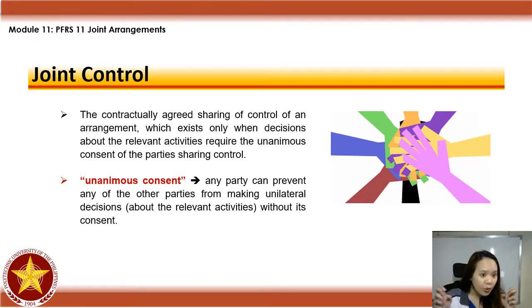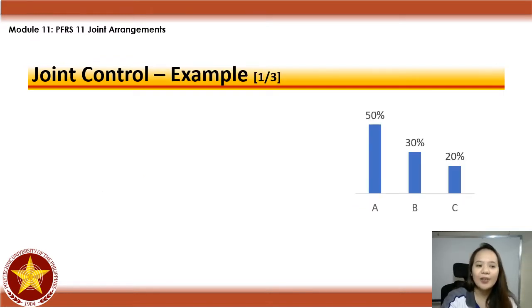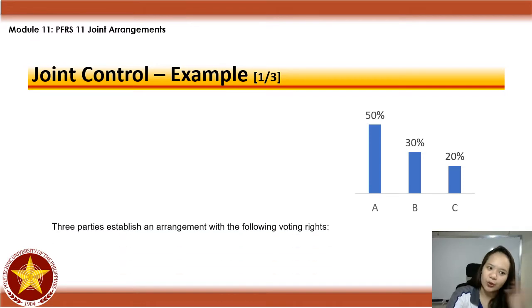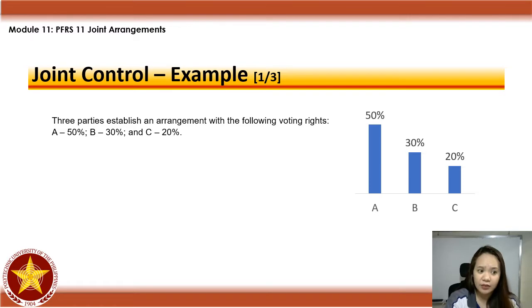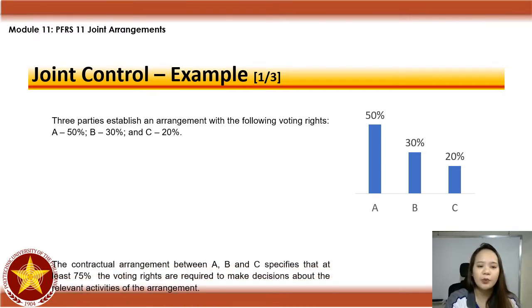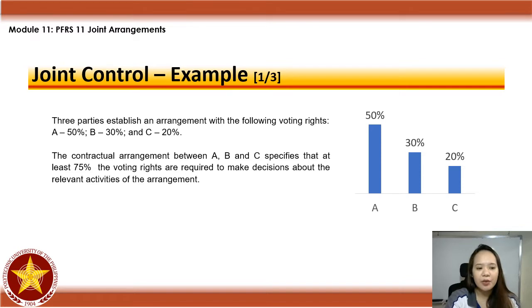Kaya siya joint control. Merong sharing of control requiring for unanimous consent. Okay. Example ng joint control. So, first example, kunwari ito, 3 parties, si A 50%, B 30%, si C 20%. The contractual arrangement between A, B, and C specifies that at least 75% of the voting rights are required to make decisions about the relevant activities of the arrangement. Meaning, dapat daw, bago matuloy yung isang relevant activity, mag-agree yung 75% voting rights. Tapos ang hatian nila, 50, 30, 20.